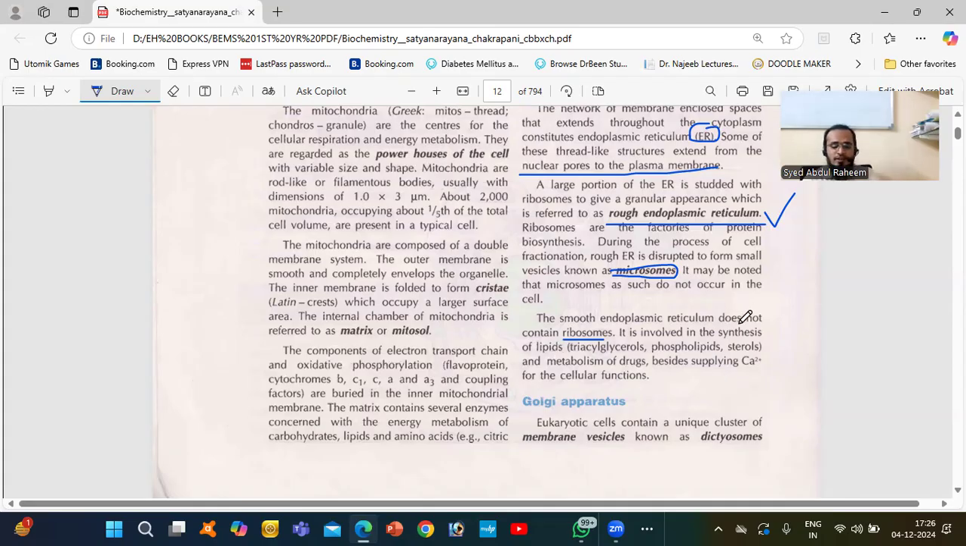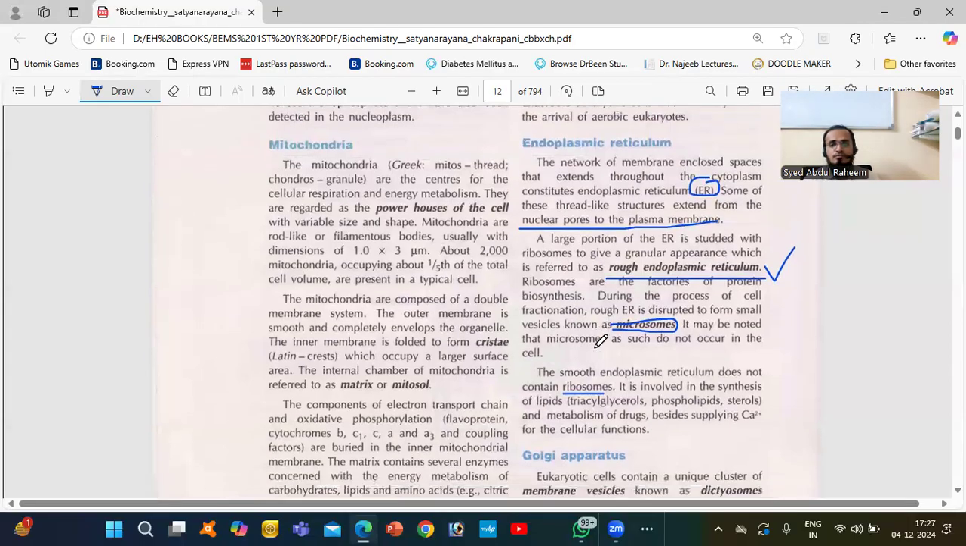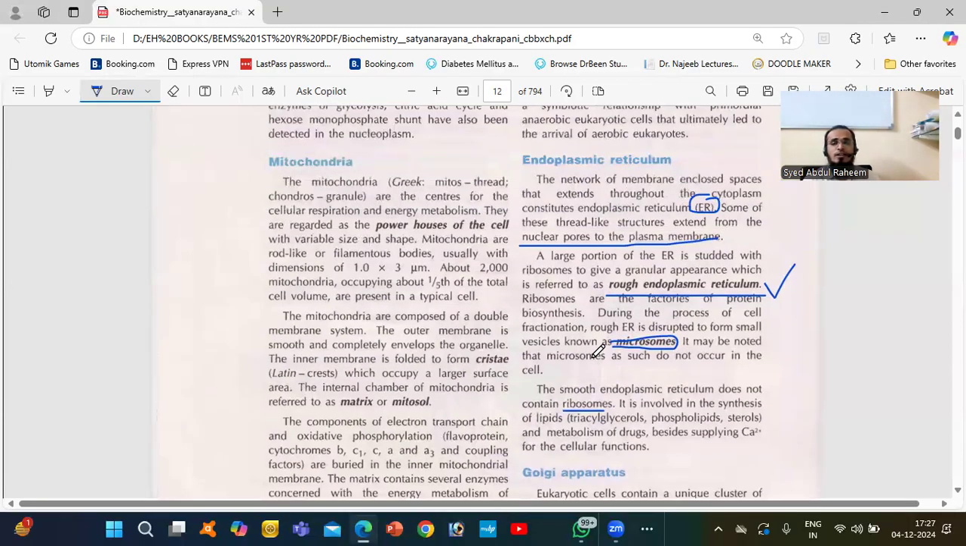Whatever the functions of lipids, smooth endoplasmic reticulum will be involved, like triglycerols, phospholipids, drug metabolism. Calcium supply, so everything will be seen in smooth endoplasmic reticulum. So this is an important organelle in our cell.